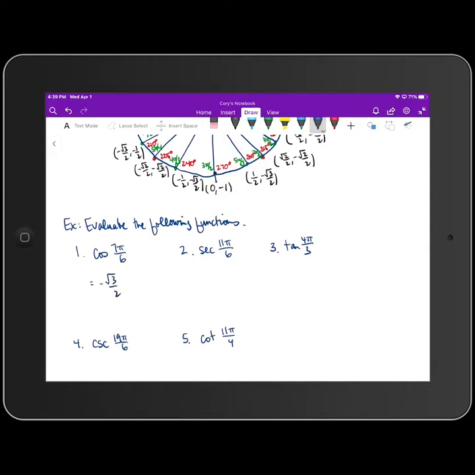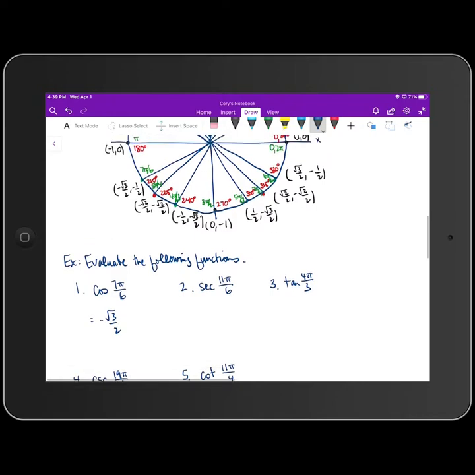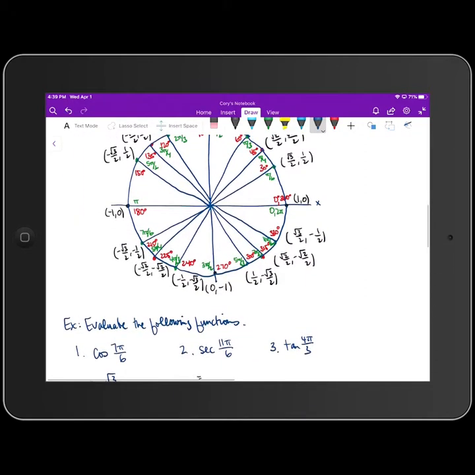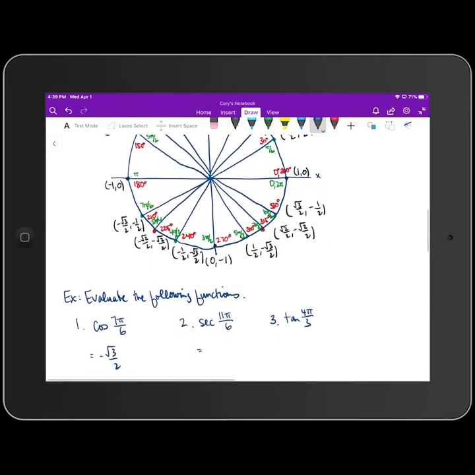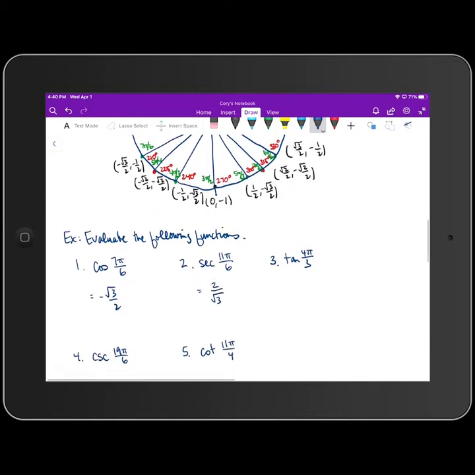Okay, if we want to evaluate the secant of 11 pi over 6, we go over to quadrant 4, and we define secant as 1 over x. So secant is the reciprocal of the x-coordinate. So the reciprocal of the x-coordinate at 11 pi over 6 is going to be 2 over rad 3, which when we rationalize that, multiplying the top and bottom by rad 3, becomes 2 rad 3 over 3.